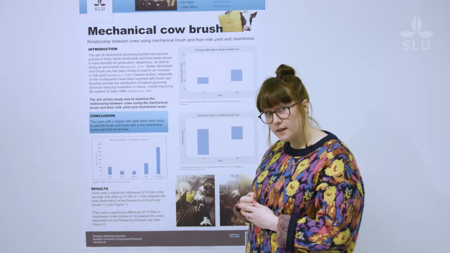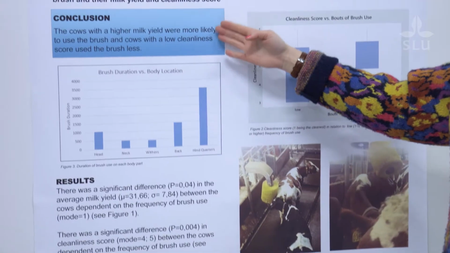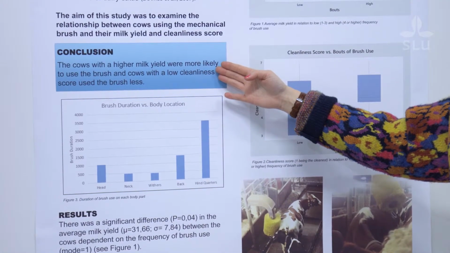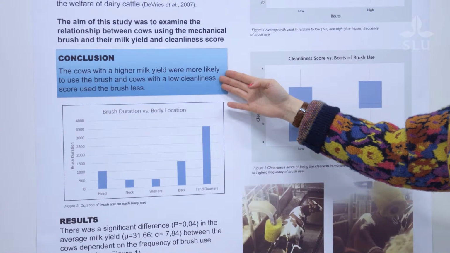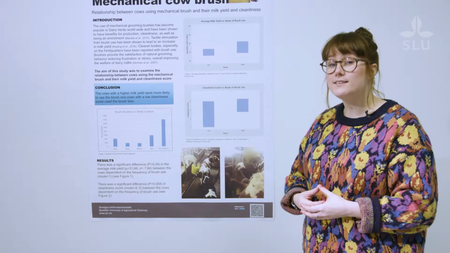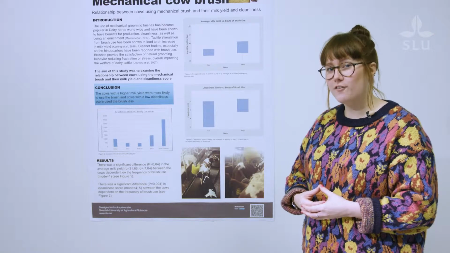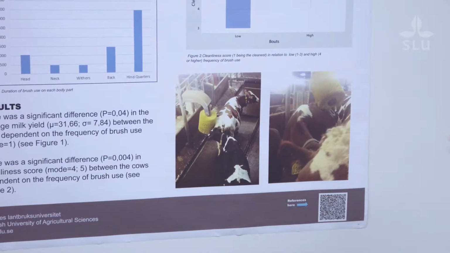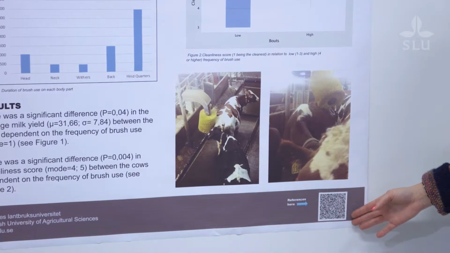Here we can also see that they have used color to highlight their conclusion, which shows the audience that this is the most important part of their poster. These students have chosen to put their references in a QR code here at the bottom of the poster.